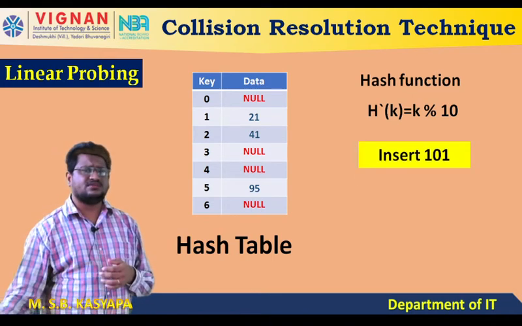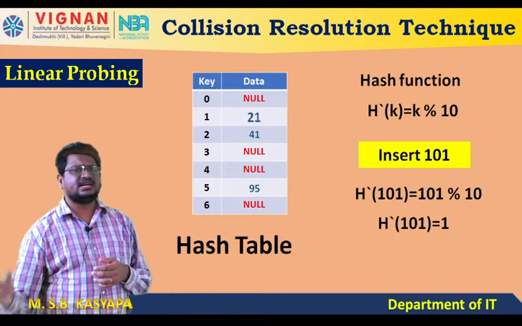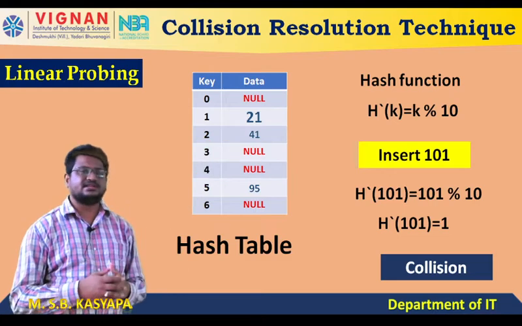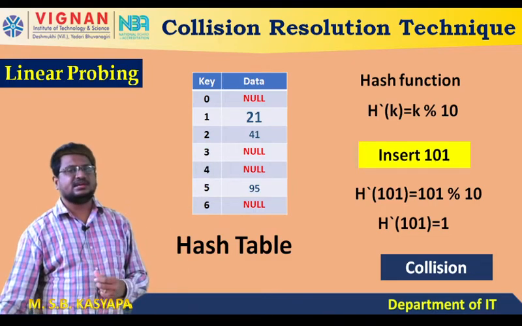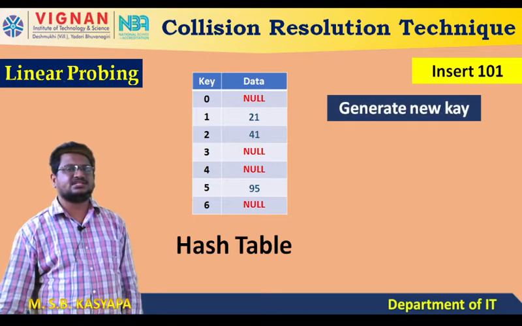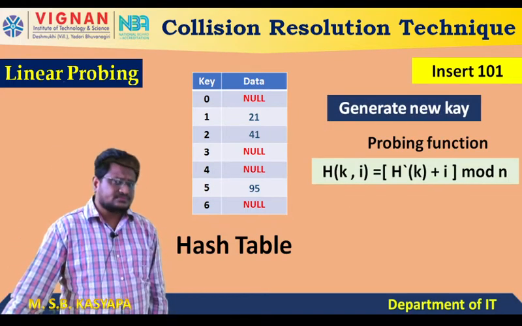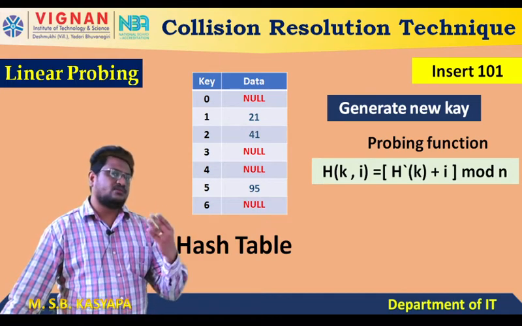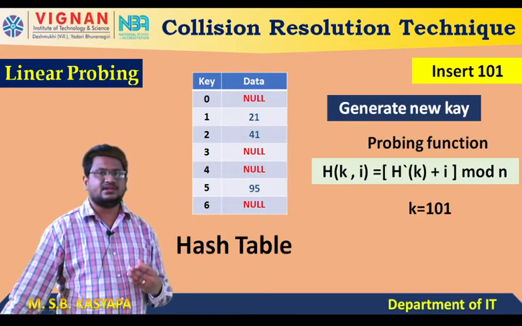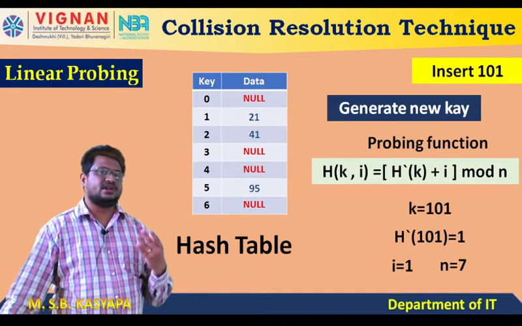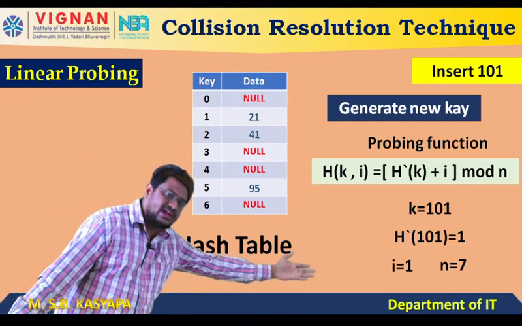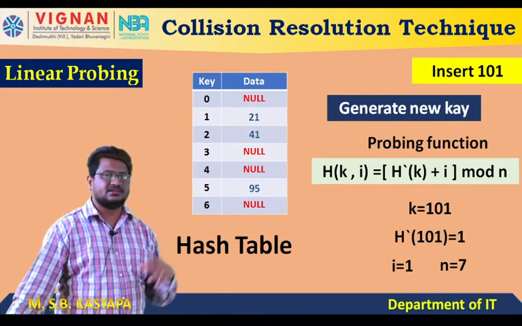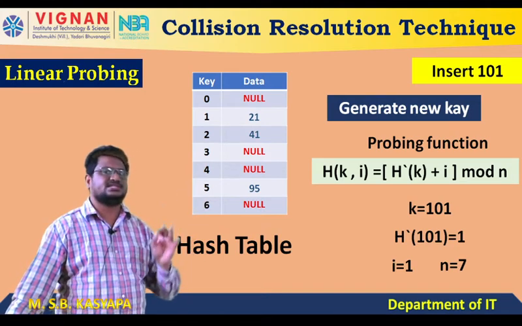Let us take another one. Now I want to insert 101. As you know, the function generates 1, and 1 already has a value, so now it is a collision. Now I have to follow key generation, with the same function h of k of i. Here my k value is the value I have to insert, that is 101. Next, h dash of k for 101 is 1. Initially my probing value is i equals 1, and the size of the hash table is 7. Those are all the same, only the k value has changed.